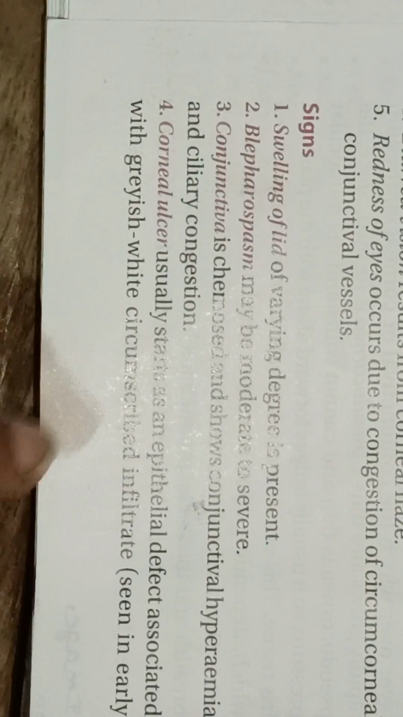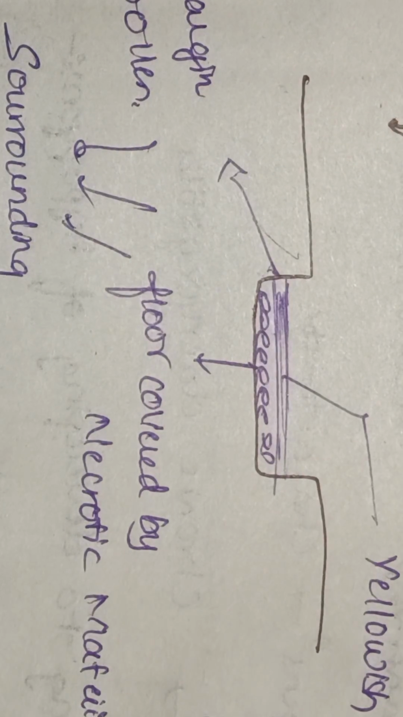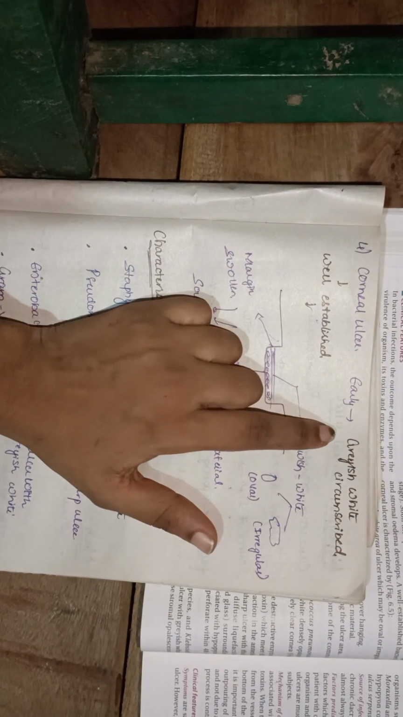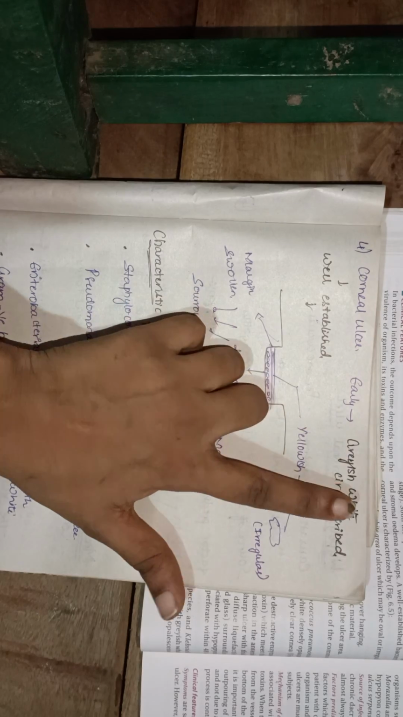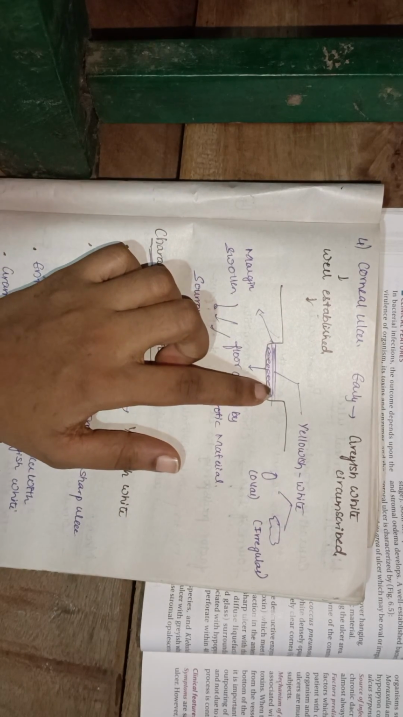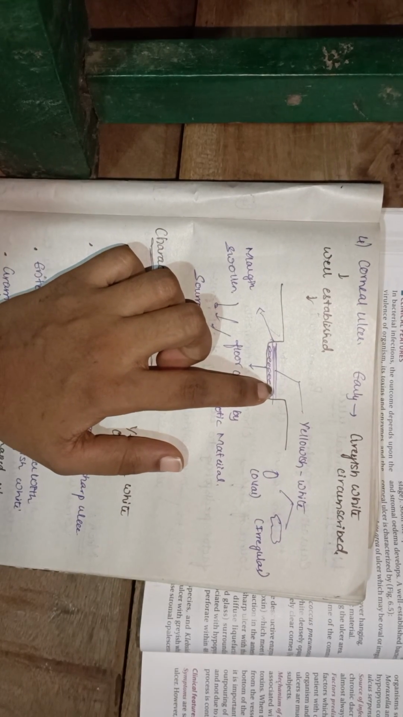Next, corneal ulceration. How is the ulcer present? What is the color of the ulcer? Generally, in the early stages, the color of the ulcer is grayish white and circumscribed. But in later stages, as the ulcer progresses, we can see yellowish white. The corneal ulcer is first grayish white, next yellowish white.